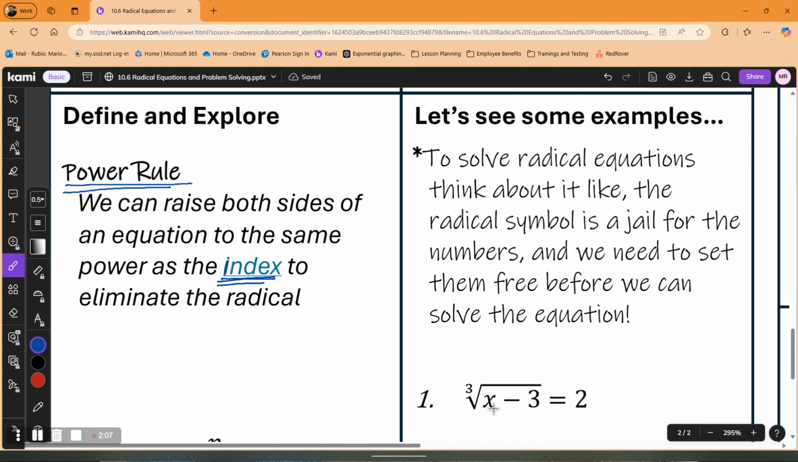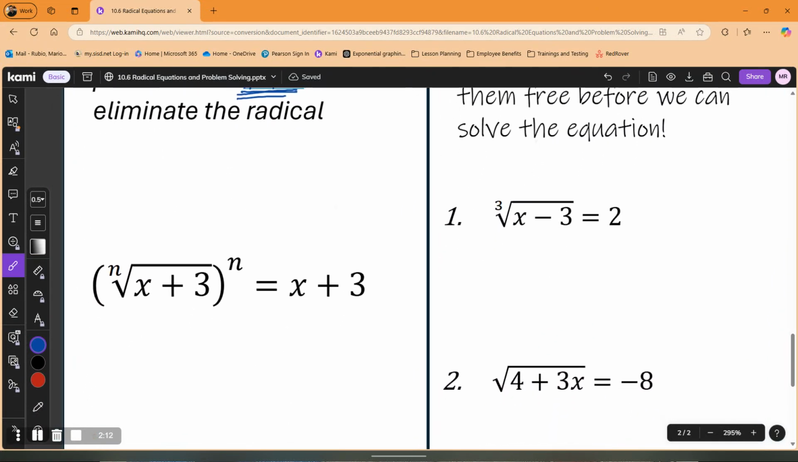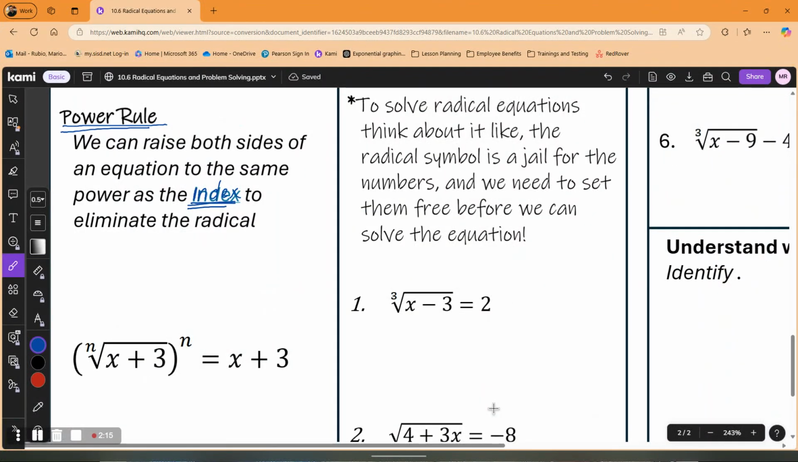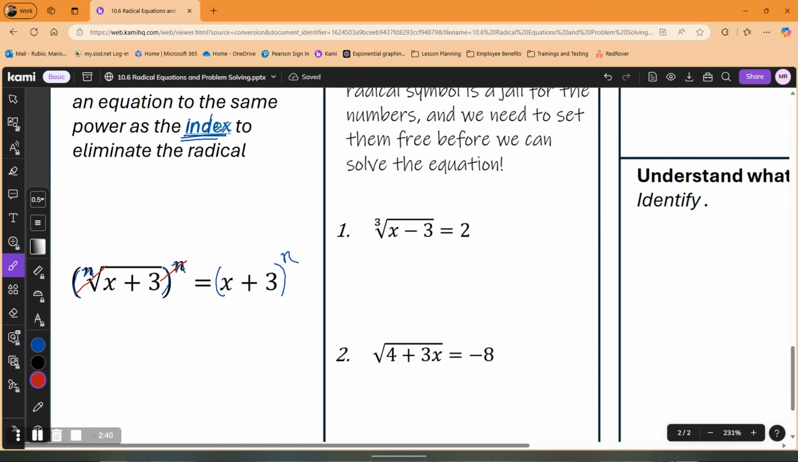Make sure you're copying all this down in your notebook to eliminate the radical. The general form looks like this. Whatever the number is here in the index, you take this, put it in parentheses, and raise it to the same power. You have to do the same to the other side. If you do that, you wind up canceling out. Write this down first. What happens is these radicals and these powers wind up canceling each other out. But this is what the actual rule says. Copy this down.